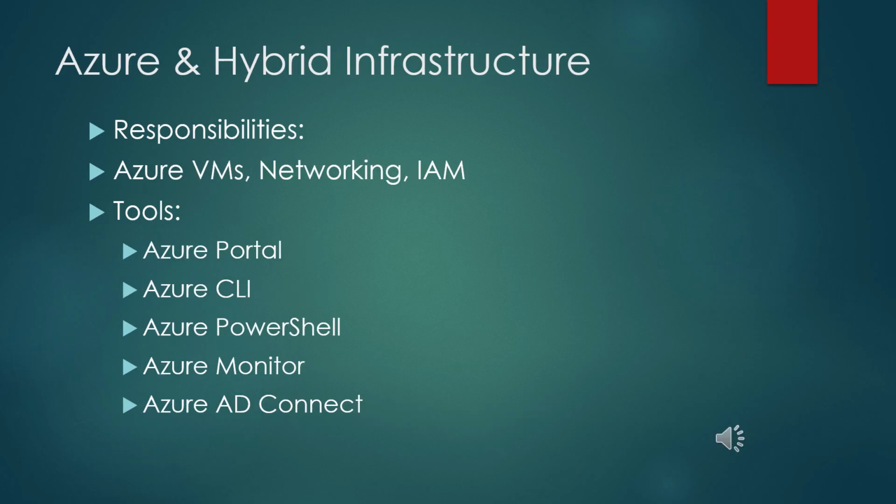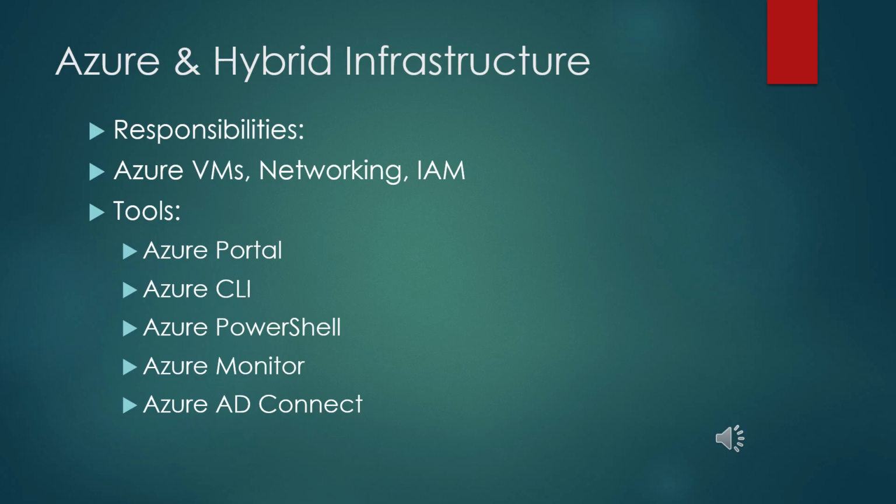Now let's move to one of the most important and trending areas in system administration, Azure and hybrid infrastructure. Today, most organizations are not fully on-premises and not fully in the cloud. They operate in a hybrid model, where some resources are hosted on-premises and others are running in the cloud. As a system administrator, it is very important to understand how to manage and integrate both environments smoothly.